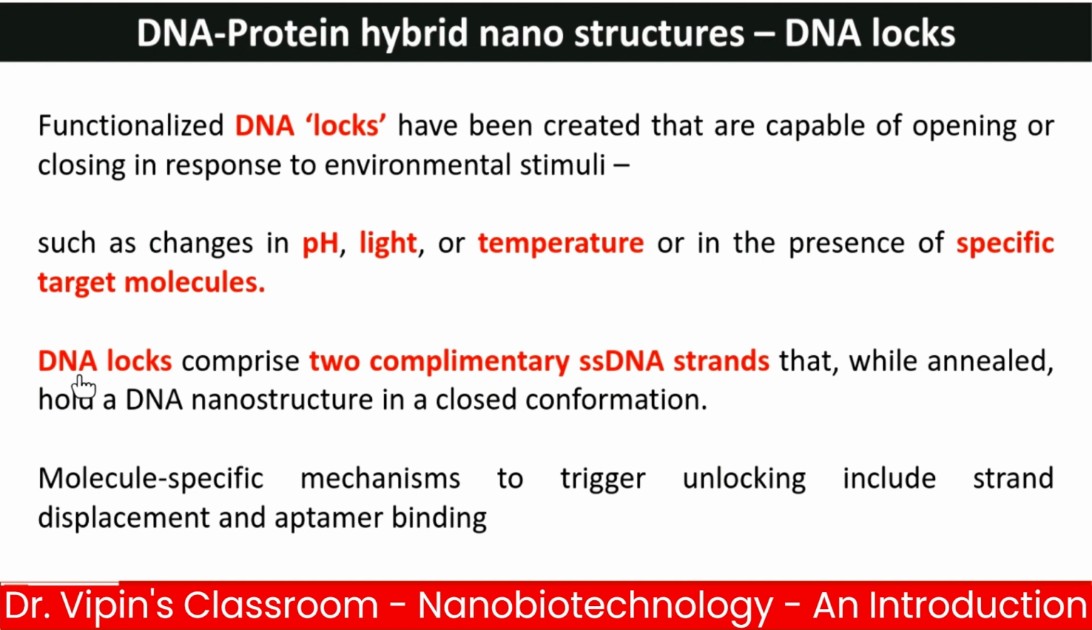DNA locks comprise of two complementary single-stranded DNA strands that, while annealed, hold a DNA nanostructure in closed conformation. So you have basically DNA locks which are comprised of two single-stranded DNA strands which are annealed to each other, and as long as they remain annealed to each other, you will have a closed conformation. But then molecule-specific mechanisms to trigger unlocking include strand displacement and aptamer binding.